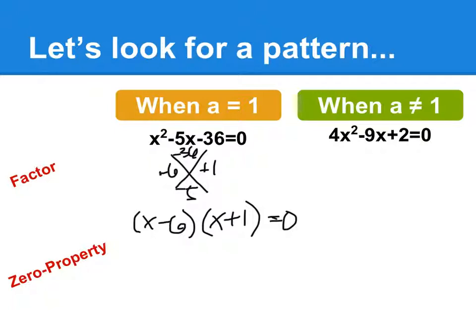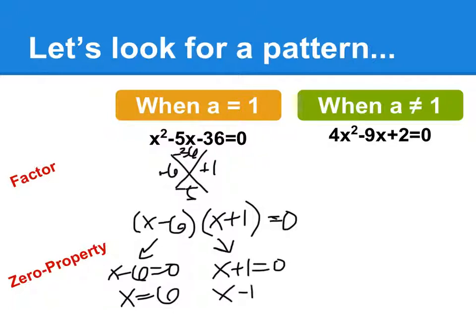Remember, we set each of them equal to 0, so you're going to get x minus 6 equals 0, or x equals 6. And over here, you're going to get x plus 1 equals 0, or x equals minus 1. So did that one really quick. The first thing we do is factor it using the pattern, the x, and then use the zero property to set each of them equal to 0.